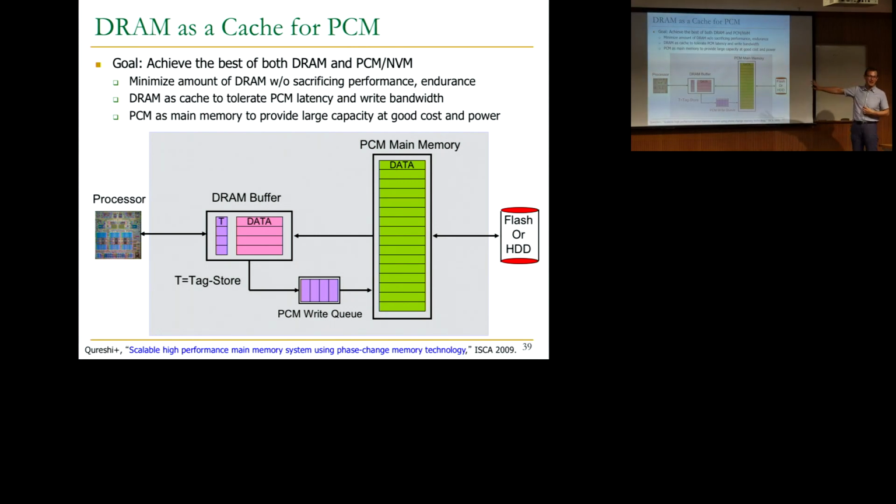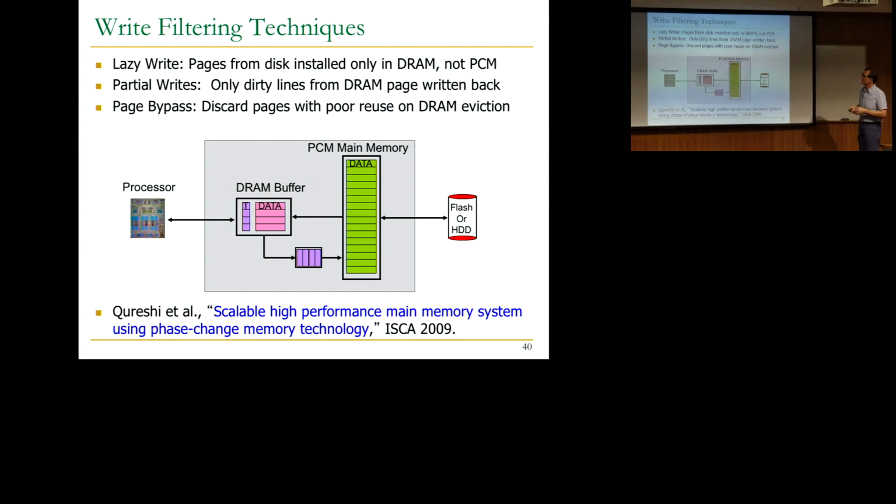Yeah, but we're not even exploiting the non-volatility at this point. Okay, so basically, this is the idea over here. You have a DRAM buffer. It buffers maybe reads and writes, and then there's a write queue into the PCM. How do you design that DRAM buffer? This paper talks about some write filtering techniques.